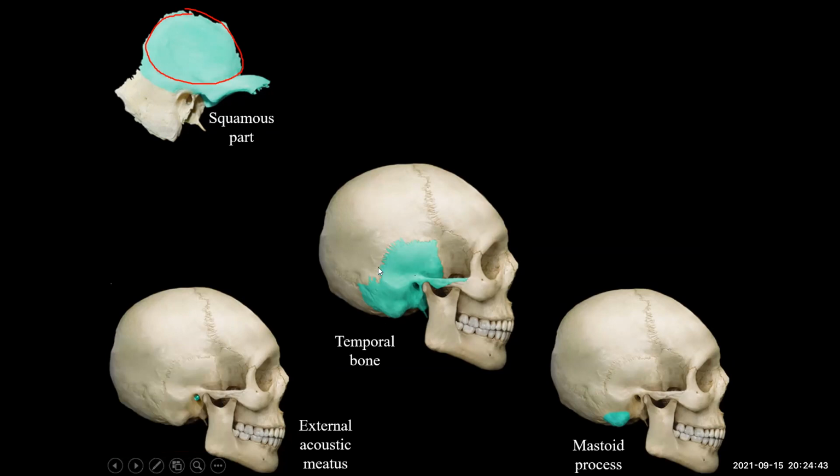All right, then you can see here's the whole temporal bone. Then you got the opening here, that's the external acoustic meatus. And then you've got this little bump, and that's called the mastoid process. You can feel it on yourself right now. Just go right below your ear, move back, you'll feel that bump back there. That's the mastoid process.